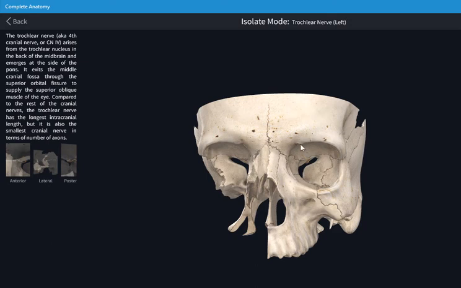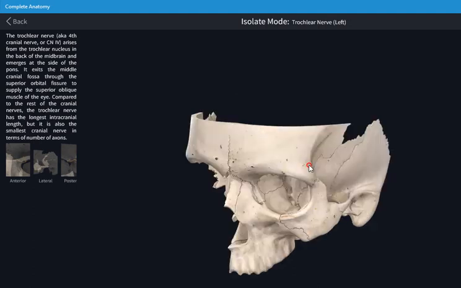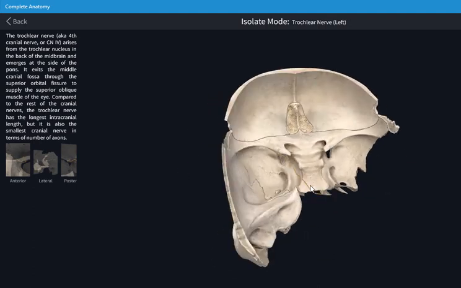So the trochlear nerve is going to supply the superior oblique. The superior oblique is located here and the inferior oblique is located here. The superior rectus is located here and the inferior rectus is located here. So the trochlear nerve supplies the superior oblique at this portion, and when the superior oblique contracts, it's going to cause a downward movement as such. So now we have this trochlear nerve.